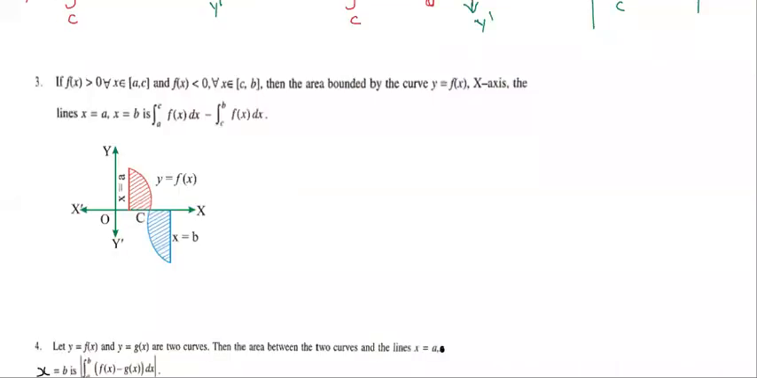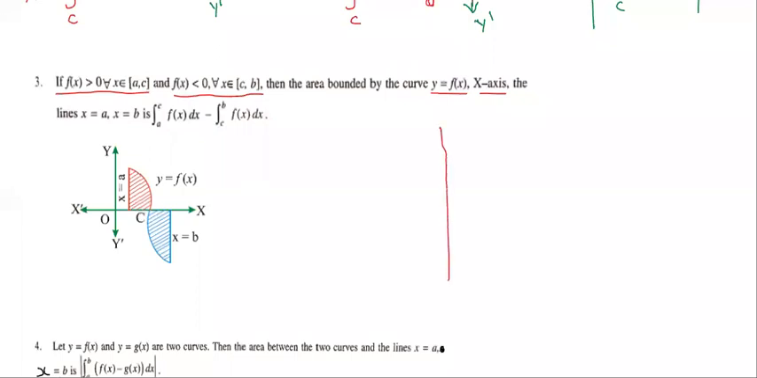See the third one: if f of x is greater than 0 for all x belongs to a comma c, and f of x is less than 0 for all x belongs to c comma b, then the area bounded by the curve y is equal to f of x and the x-axis, the lines x is equal to a, x is equal to b, is, this is the formula, integration a to c f of x dx minus integration c to b f of x dx.